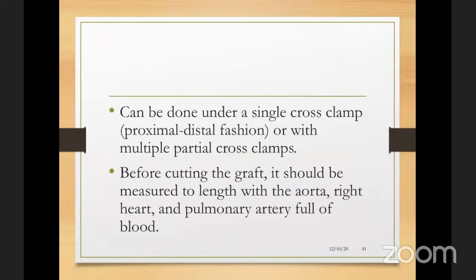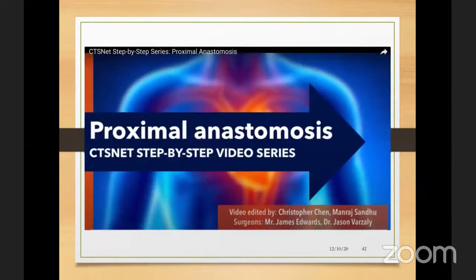For proximal anastomosis, it can be done under a single cross clamp, in a proximal and distal fashion, or with multiple partial cross clamps. Before cutting the graft, it should be measured to the length with the aorta, with the right heart and pulmonary artery full of blood. This video will show the technique of proximal anastomosis.